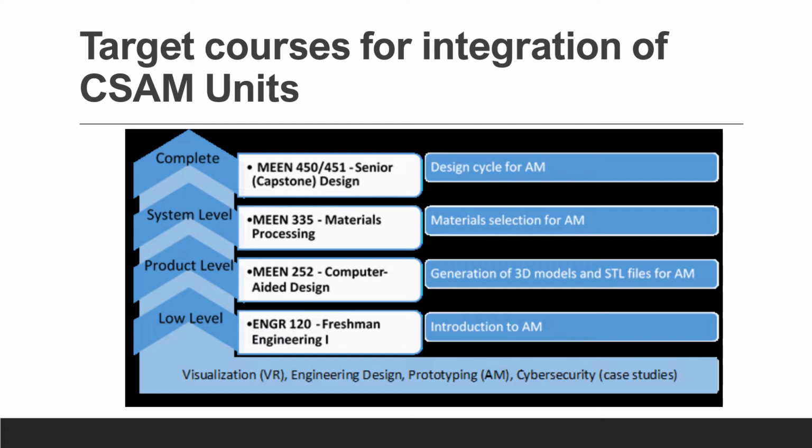This project is going to target 4 courses in the mechanical engineering curriculum, including the ENGR 120 Freshman Engineering 1 course, which is a course taken by all engineering majors. This unit is going to focus only on the activities that are planned for Freshman Engineering 1.